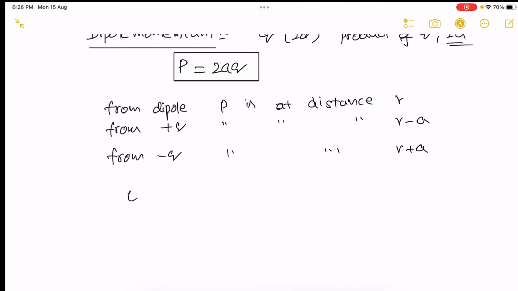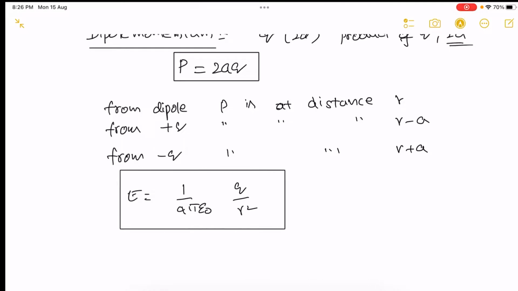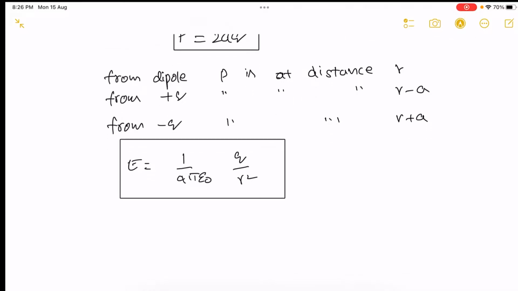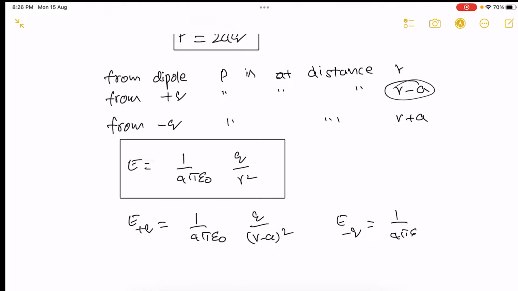Okay, what is the E formula? That is 1 by 4 pi epsilon naught q by r square. We know that. So this is the formula for electric field intensity. There are two poles. One is plus q. E due to plus q is 1 by 4 pi epsilon naught q by, what is the distance? Look here, r minus a. And E due to minus q is 1 by 4 pi epsilon naught q by r plus a whole square. Now the distance is r plus a.